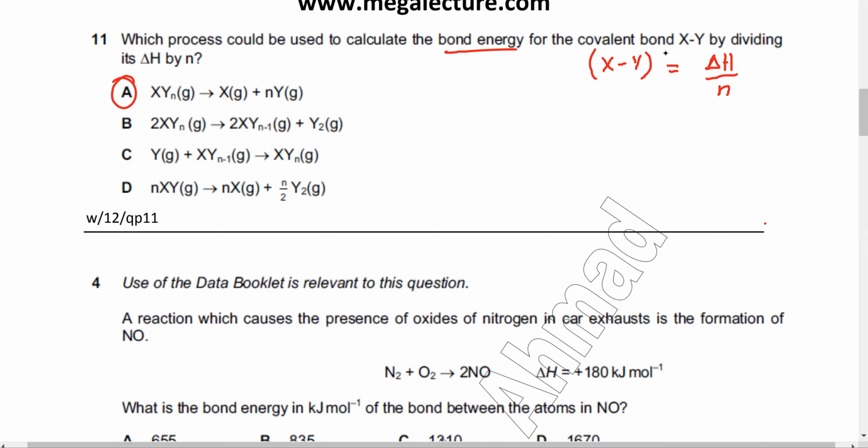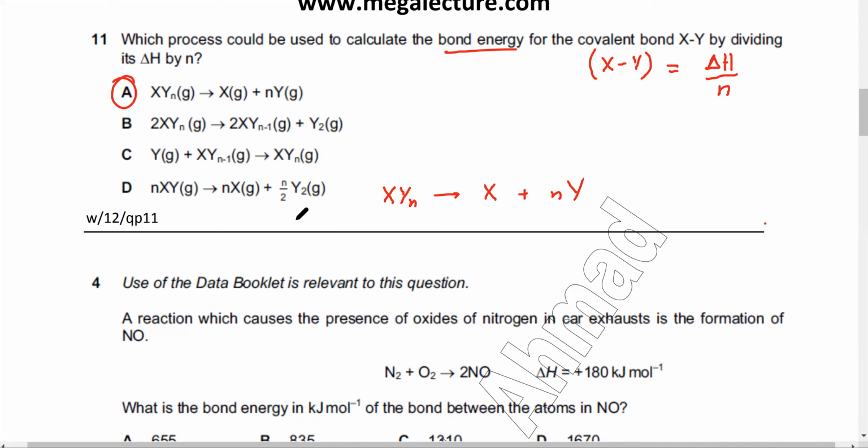Now, how many bonds do you think have been broken in this reaction? And how many bonds do you think have been formed in this reaction? Now because it's given in this form, XYN, and there's X and N Y atoms, it's harder to figure out how many bonds are being broken and how many bonds are being formed.